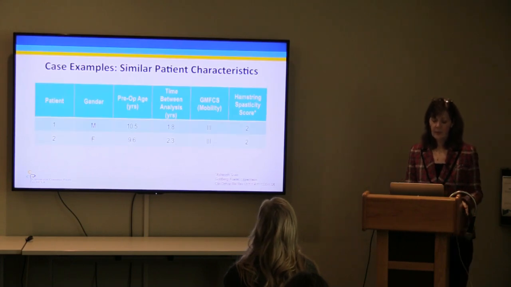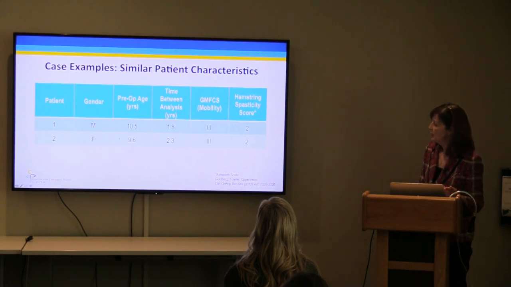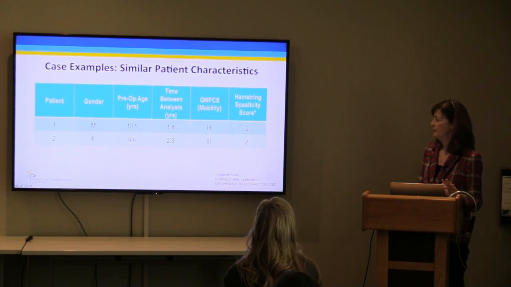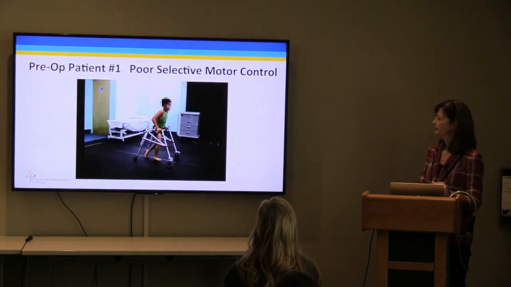So I'm going to show you case examples. This has been published for two patients. And this graph is just to show you that they're pretty similar, that one's male and one's female. They're a similar age, similar time between their pre-op and their post-op analysis. This is a mobility level, and what three means is that they both either use crutches or canes, that they can't walk without crutches or canes. And they have the same spasticity score. So that's a measure of how tight they are.